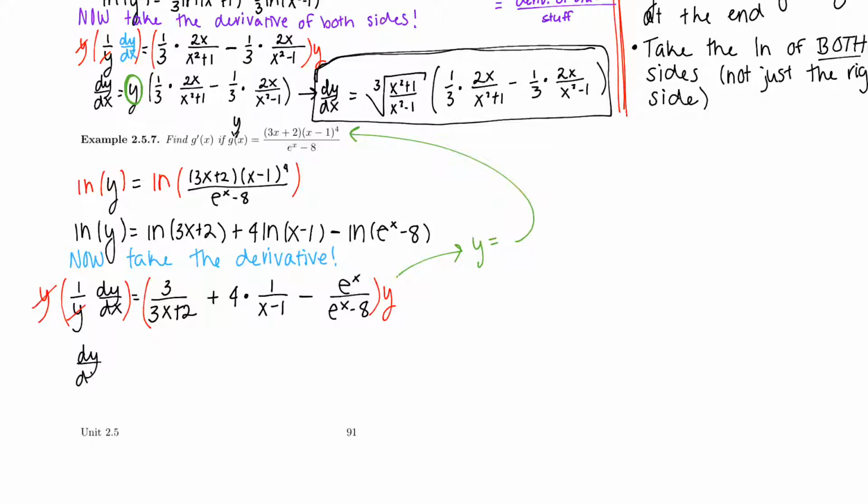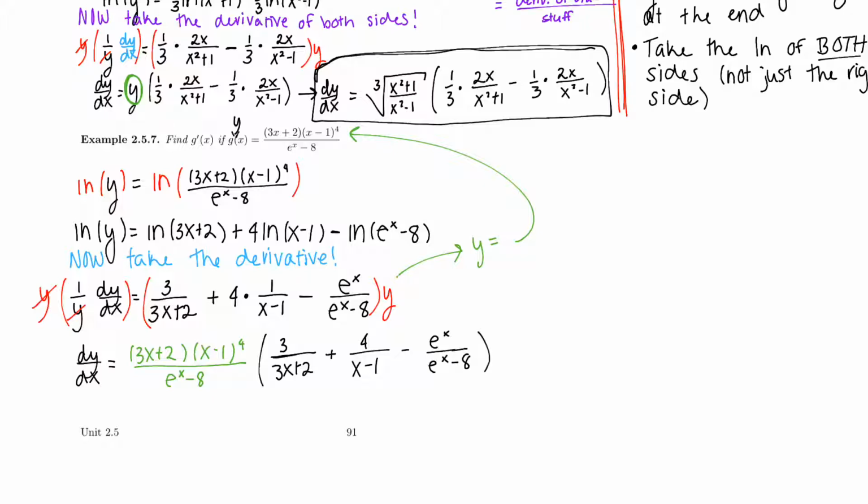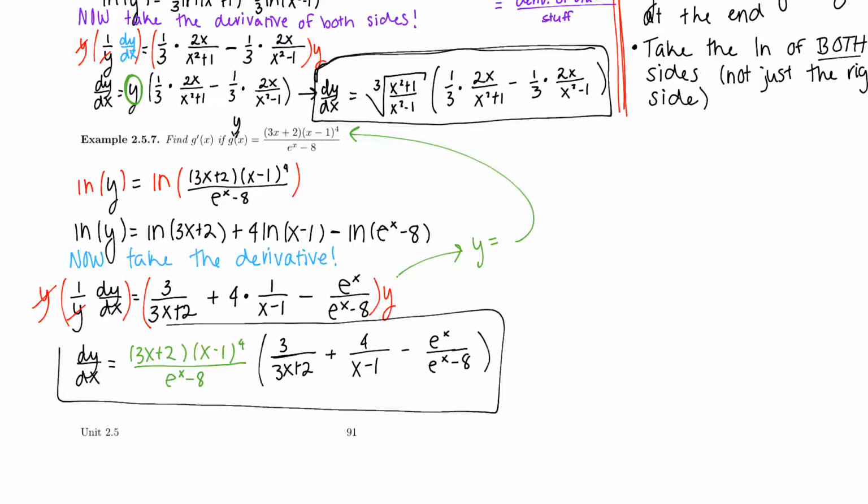And maybe I'll write it in green so that you know that that's the y part. So we have 3x plus 2, x minus 1 to the fourth, all over e to the x minus 8. And then we have 3 over 3x plus 2, plus, and I'm just going to move the 4 to the numerator because I can. It's the same thing. Minus e to the x over e to the x minus 8. And that is our final answer. I'm just making a note that that whole thing is y.